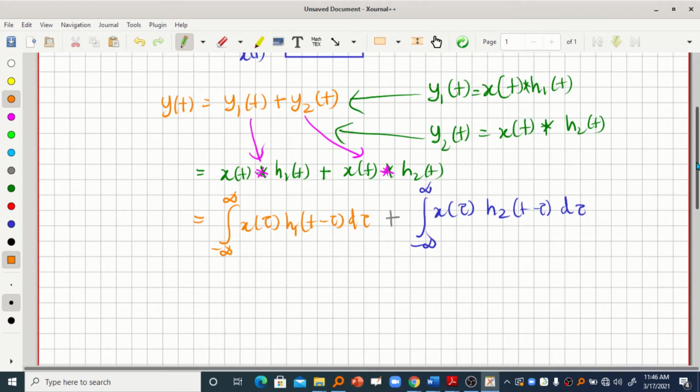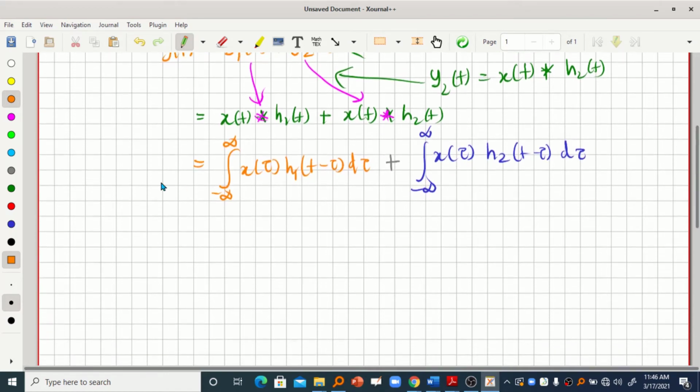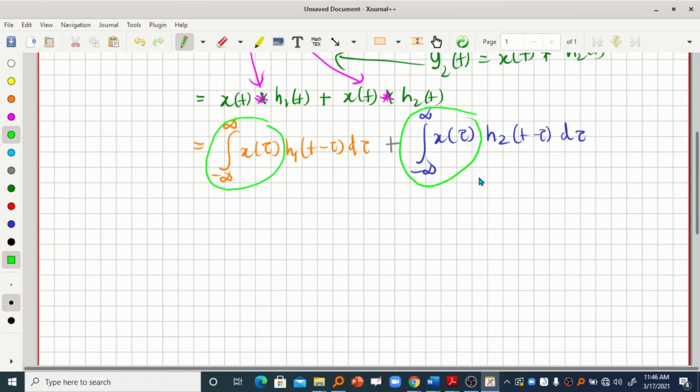If you look into this equation, you can see that you can take these things common, that is, the integral from minus infinity to plus infinity of x of tau is present here. The same integral from minus infinity to plus infinity of x of tau is present in the second part of the equation also. So we can take them together. If I take them together, I can write it as the integral from minus infinity to plus infinity of x of tau. I am taking that outside, and inside the bracket I will write h1 of t minus tau, right?